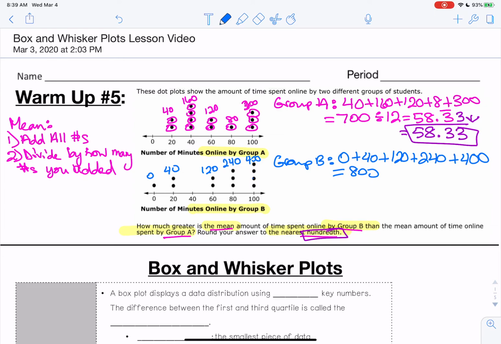We need to count the data points, so 1, 2, 3, 4, 5, 6, 7, 8, 9, 10, 11, 12 again. I'm going to go ahead and divide by 12, and you should get 66.6 this time with a bar over it. Once again, that means this is going to keep having 6s, right? So 6 is greater than 5, so when we have to round to the nearest hundredth, we're going to round up. And your final answer for group B should be 66.67. Okay?